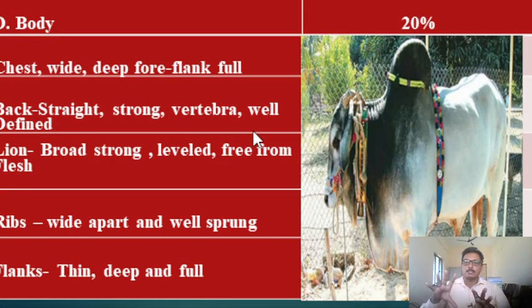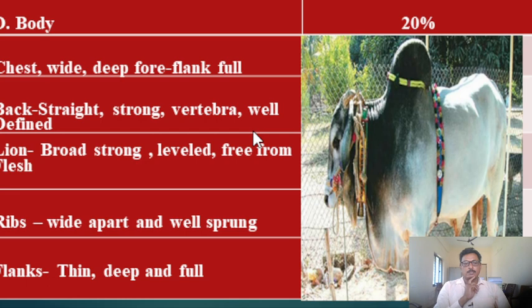Then if you see the body of that animal, and of course the body has the highest points whenever we are selecting the high yielding animal. For that purpose, the body has 20% of marks. In that body, we should see how the chest is. The chest should be wide and deep for flank pulp. A very good chest should be there.